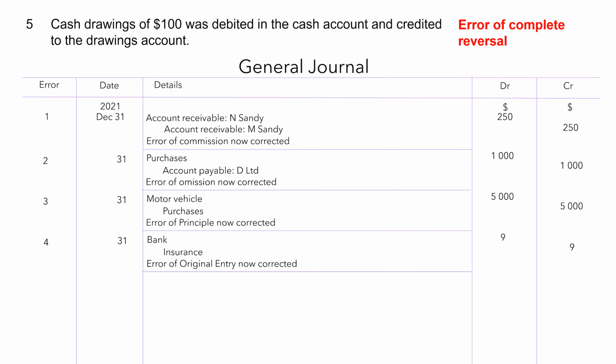General Journal. Error 5. December 31st. Drawings debit $100. Cash credit $100. Error of complete reversal now corrected.